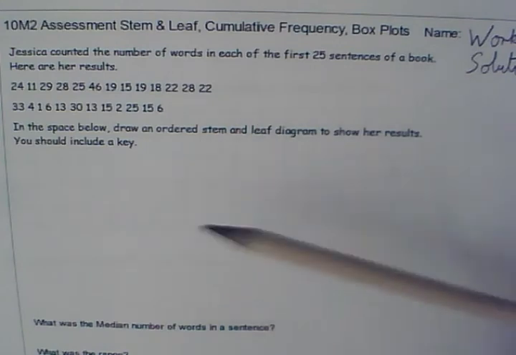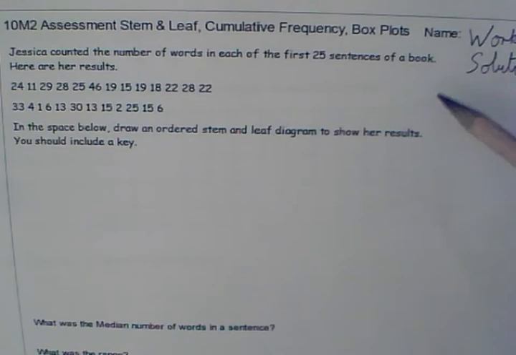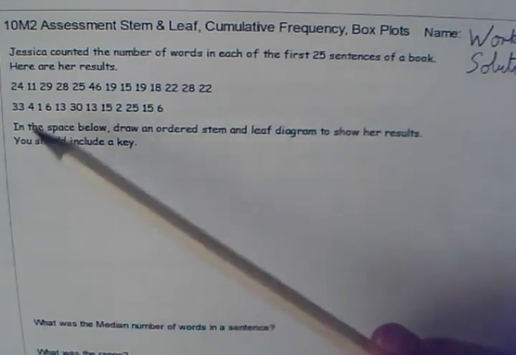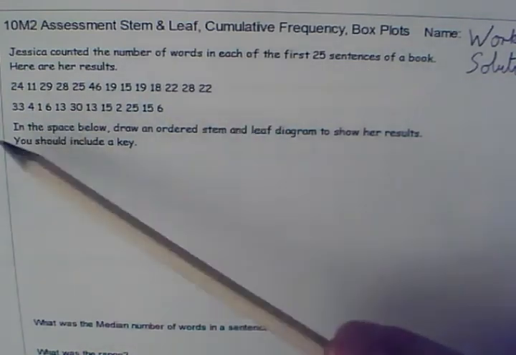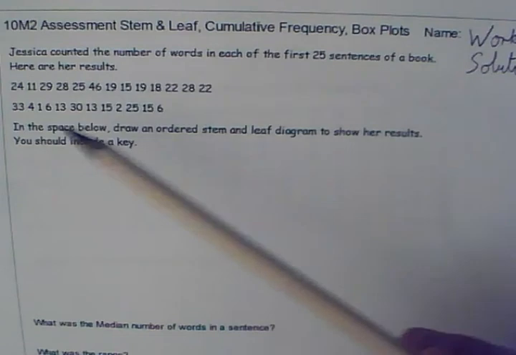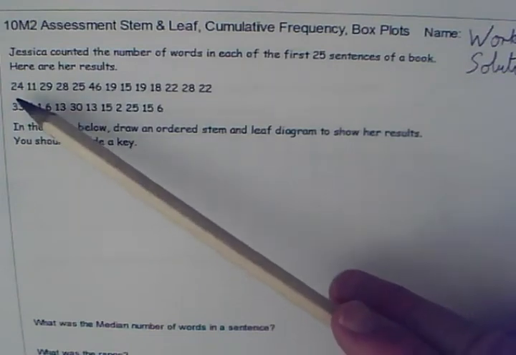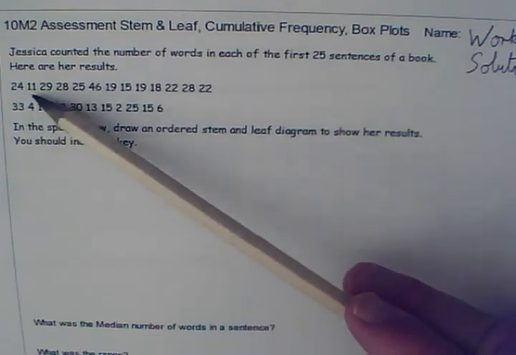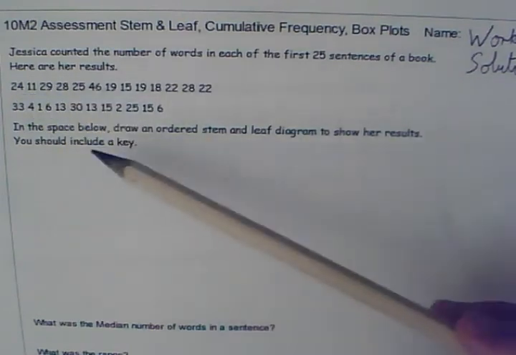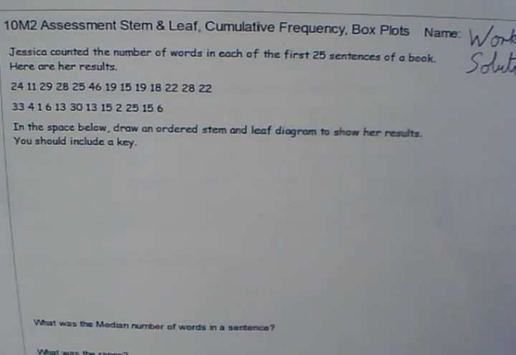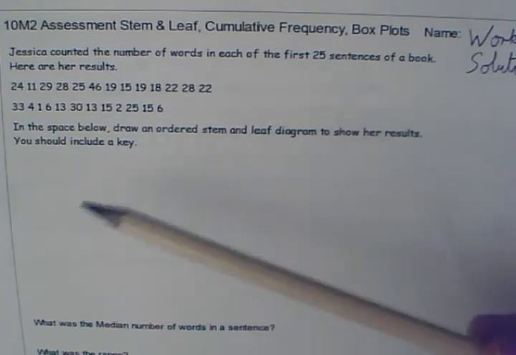Let's have a look at this first question. Jessica counted the number of words in each of the first 25 sentences of a book. Here are her results. Okay, so these are my 25 sentences of the book. The first sentence had 24 words, the second 11, and so on and so forth. In the space below, draw an ordered stem and leaf diagram to show her results. You should include a key.